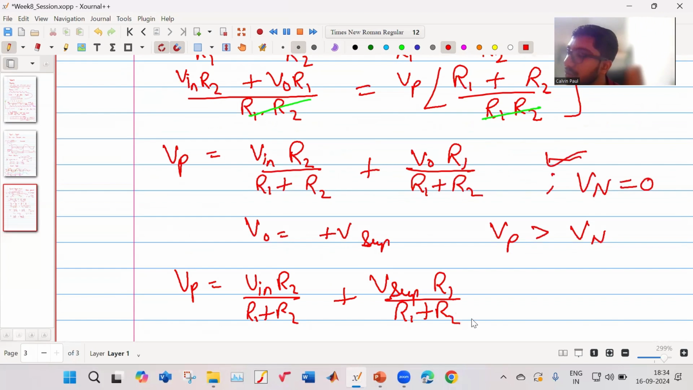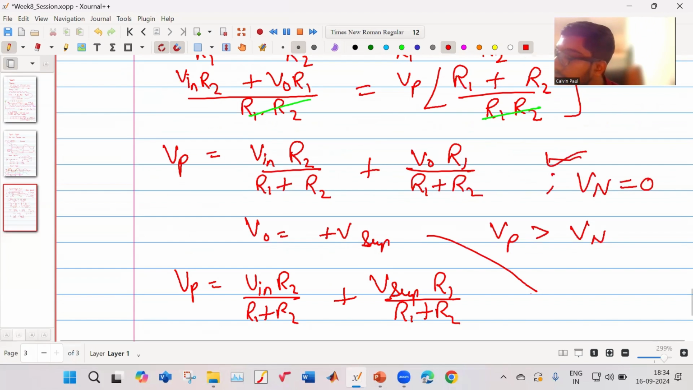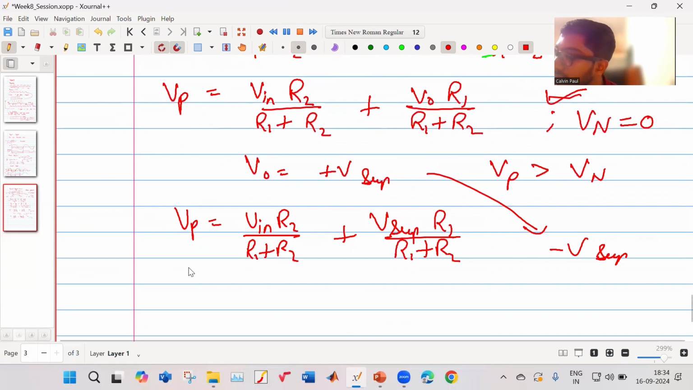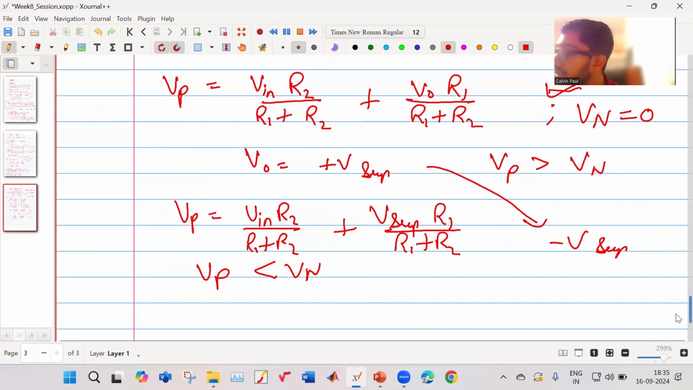Now what do we want? We want to know when V output will go from plus V supply to minus V supply. So what should happen then? Your Vp should be less than Vn for that to happen. Then what should you consider?